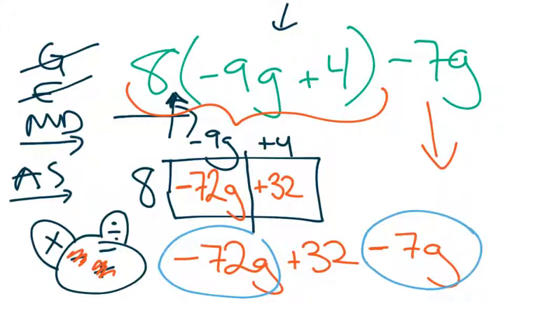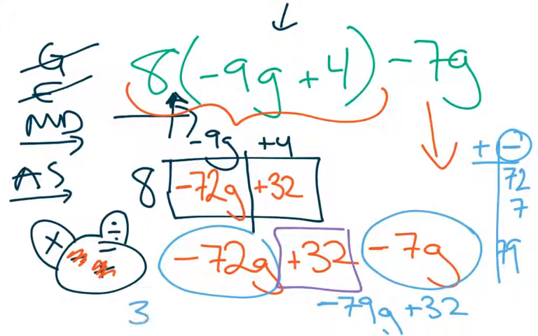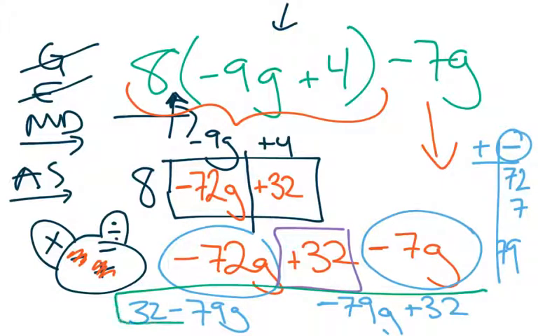Do I have any other variables that are just numbers? No, I don't. Okay, starting with my G's. 72 is negative, so is 7. So I've got 72 points for the negative team and another 7 points. In total, that is 79 points for the negative team. Negative 79G plus 32, or 32 minus 79G. Either of those are the correct answers for number 4.